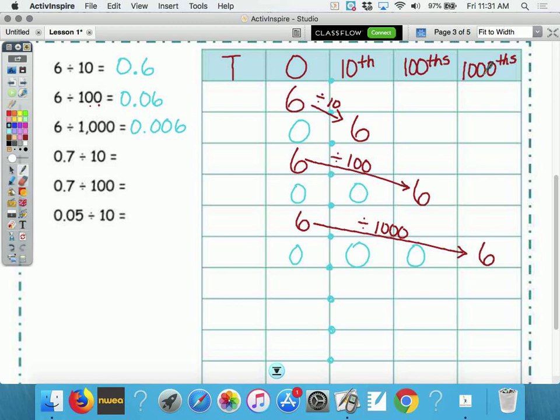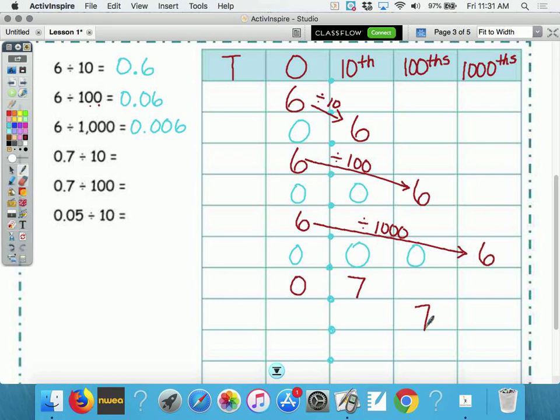Let's start with 7/10 now. So I've got to put 7/10 on my place value chart. And what am I dividing by? 10. So Brandon, how many place values will I move? 1. Which way? To the right. So watch me. I'm going to move the number furthest to the right first. I'm not going to move the 0 yet. So I'm going to take the 7, hop it once, move it down.